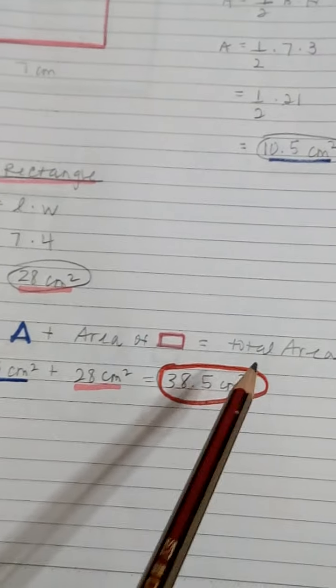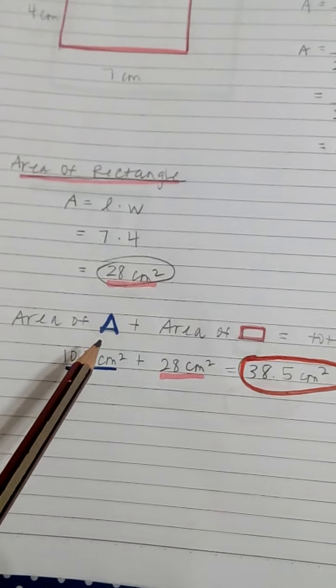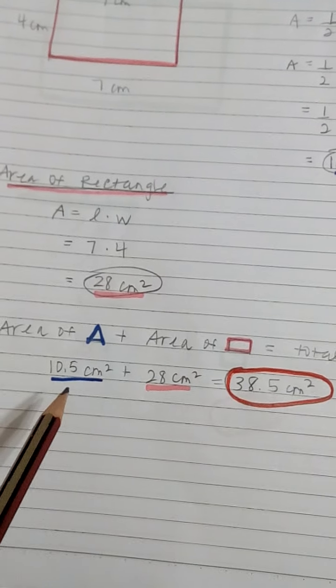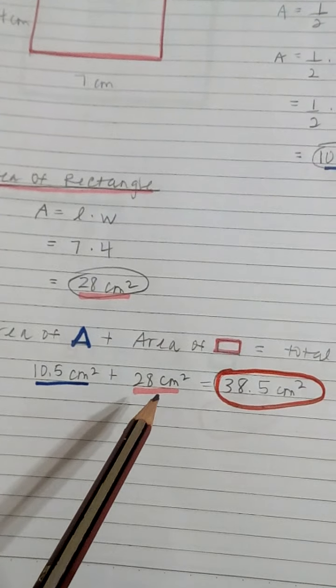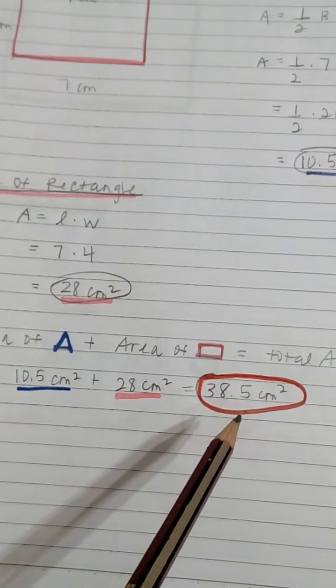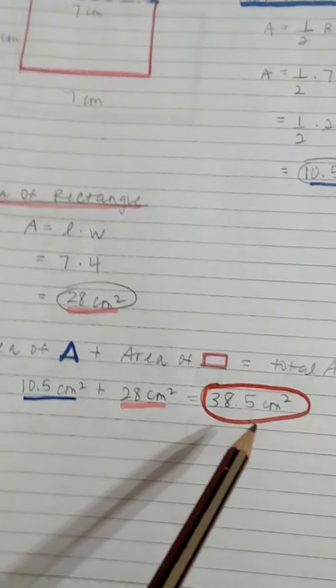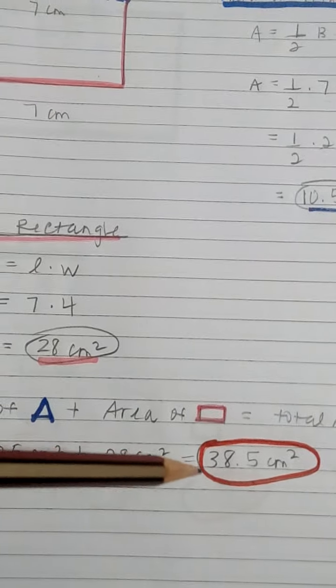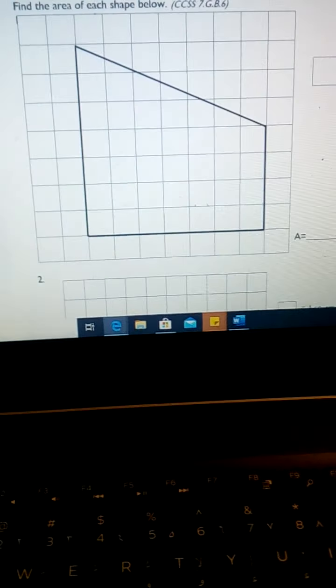Now let's go ahead and figure out the total area by adding the area of the triangle and the area of the rectangle. Well, what is 10.5 centimeters squared plus 28 centimeters squared? It equals 38.5 centimeters squared. The total area for problem number 1 is 38.5 centimeters squared. Okay, next let's look at the second problem.